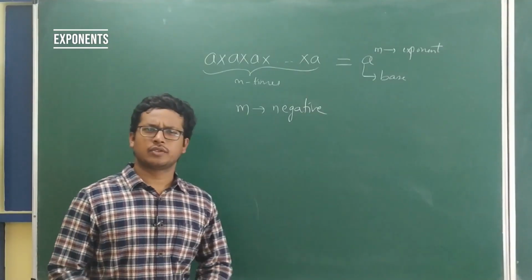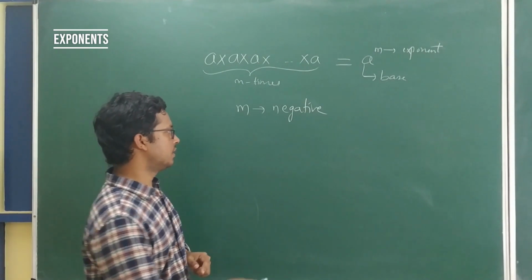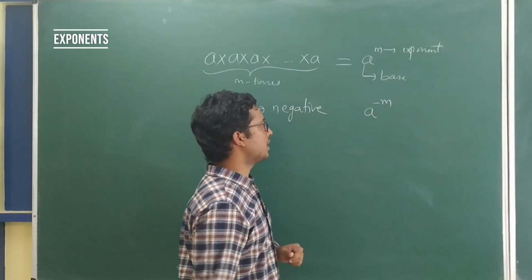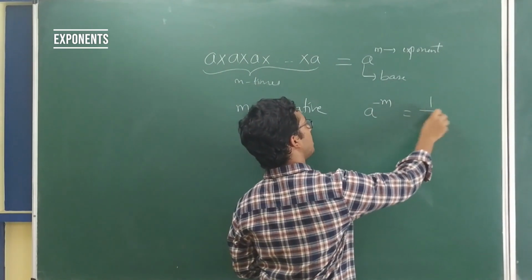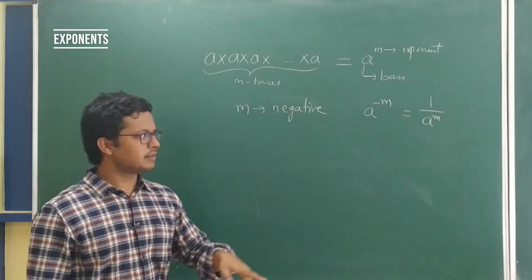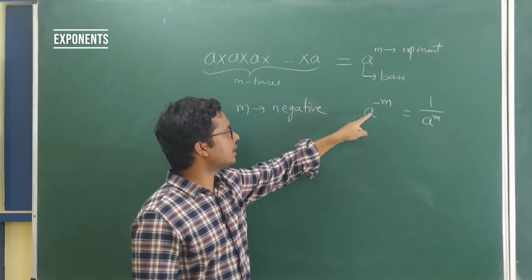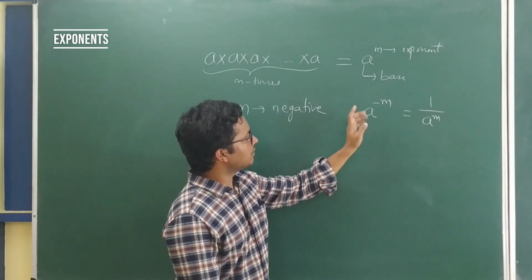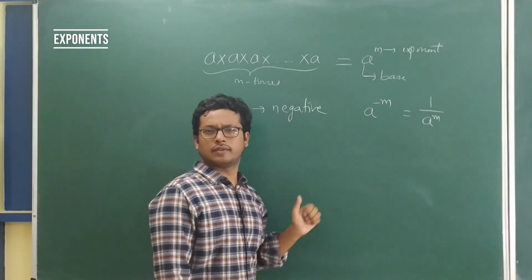Okay, let's study the case where m is negative. The rule is very simple. If I have a negative power, let's say a raised to minus m, this is written as 1 by a raised to m. While studying the laws of division, we will try to prove why a raised to minus m is 1 by a raised to m. For now, we'll consider that this rule is true and we will solve the problems.